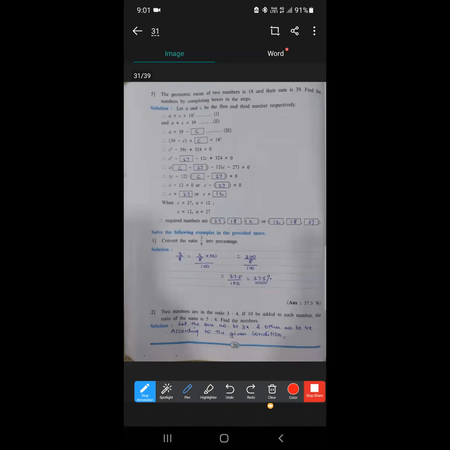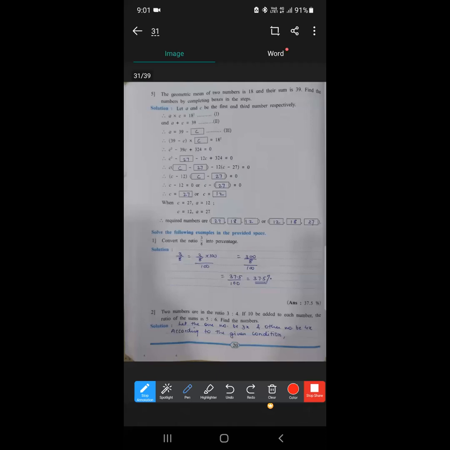So here, question number 5, I'll read it out. The geometric mean of two numbers is 18 and their sum is 39. Find the numbers by completing the boxes in the steps. Now students, you can see question number 5 is an activity based question. Again and again I am telling you that activity based questions are simpler and easier for you to score marks, because the whole solution is given. You need to complete only the boxes in a few of the steps.